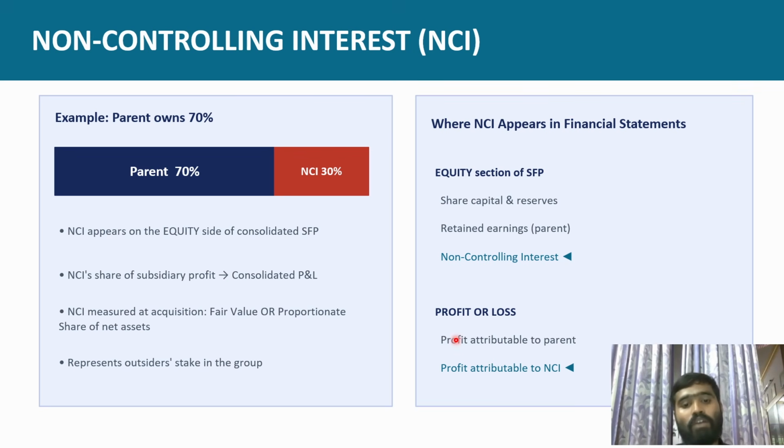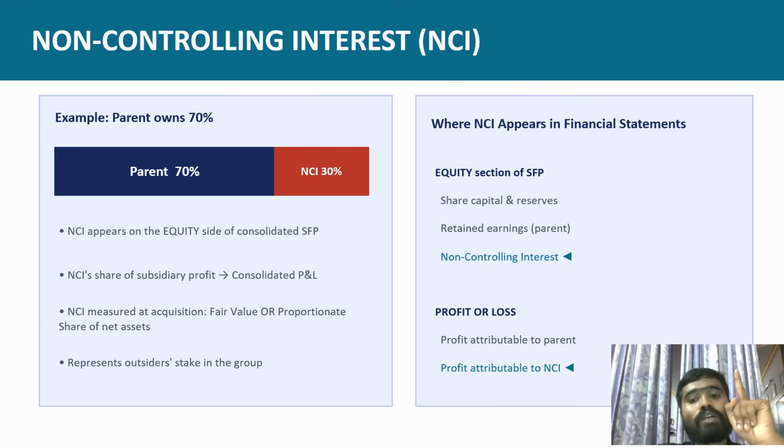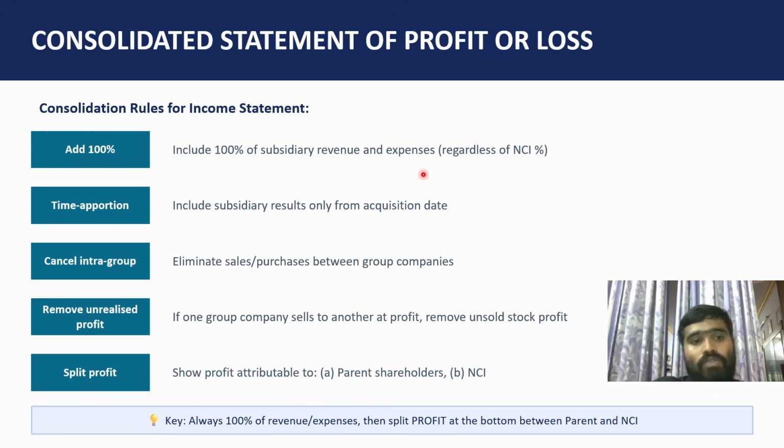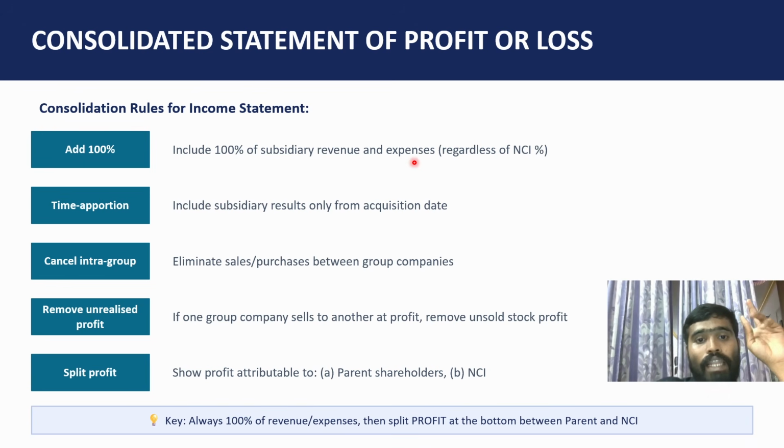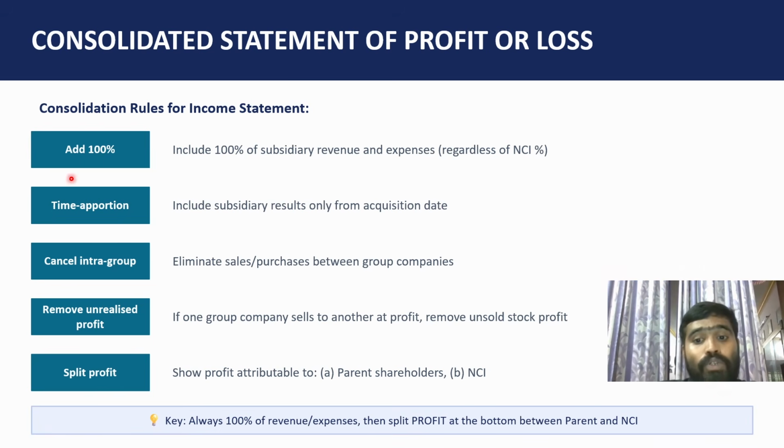Then in profit and loss, we will be dividing the profit into two parts. First part will go to parent, second part will go to NCI. So these are the consolidation rules for profit and loss. We will add 100% of subsidiary revenue and expenses regardless of NCI percentage. So first we will add 100% in the profit and loss, then we will apportion it to date.